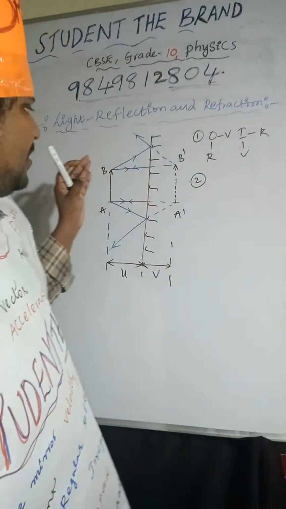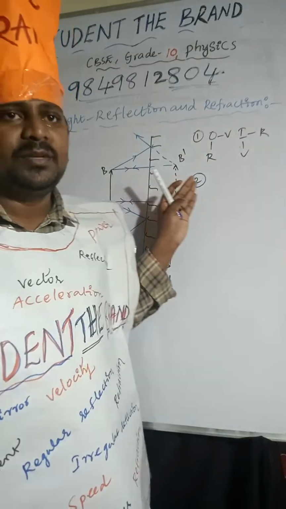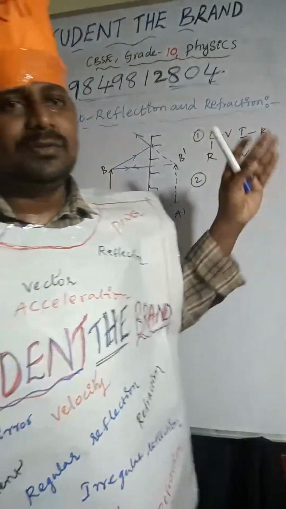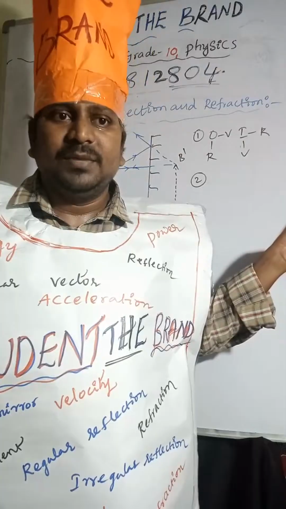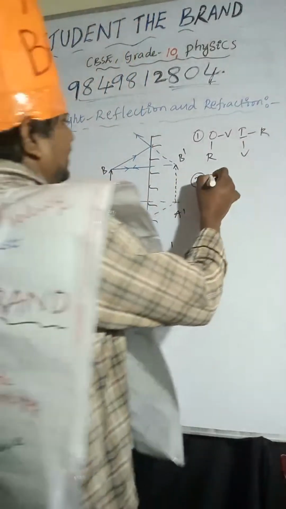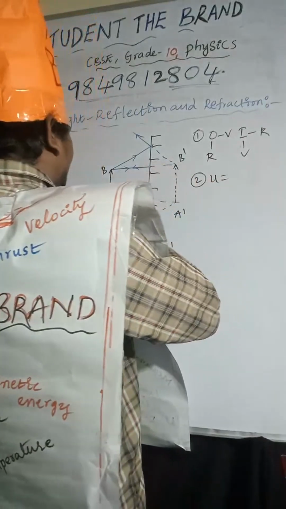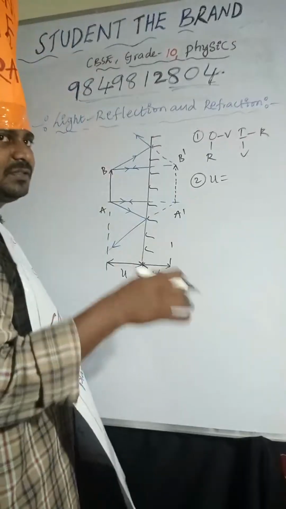If your object is placed, an image will form. What type of image will form in the plane mirror? Virtual, erect, and same size. Okay, done. Here you can observe, if object is real, image is virtual. If object is virtual, image is real. Like that, vice versa.